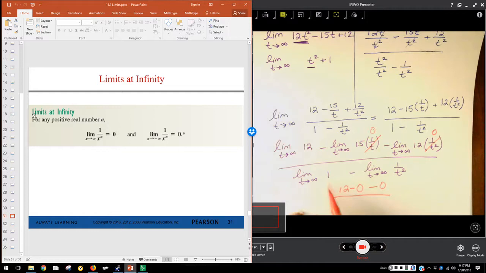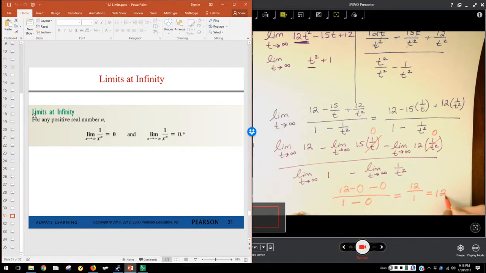And similarly in the denominator, the limit as t approaches infinity of 1. Doesn't matter what t is, that's going to remain 1. Minus the limit as t approaches infinity of 1 over t squared is 0. So 12 minus 0 is still 12. And 1 minus 0 is still 1. So the limit as t approaches infinity is 12. Now, mathematically, what that tells us is that if we let t approach infinity, eventually the pond will return to having 12 grams of oxygen, or 12 units of oxygen.